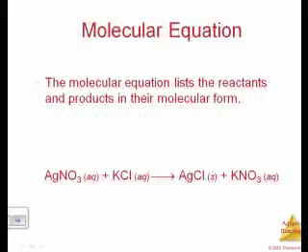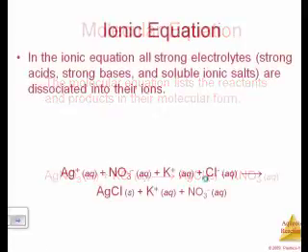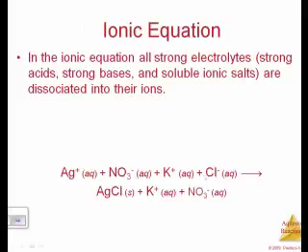Okay, so first thing we write is what we've done before in honors chem: the molecular equation. You're given silver nitrate and potassium chloride in solutions. Switch partners, and you come up with silver chloride, the solid, and potassium nitrate, which is soluble, so that's in solution. But that doesn't really tell us what's going on in the solution.